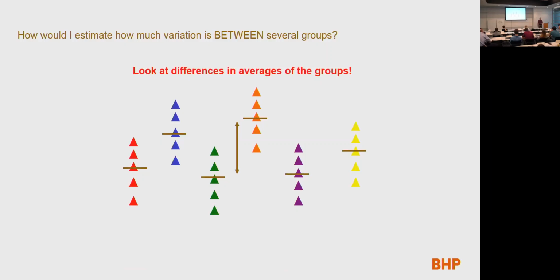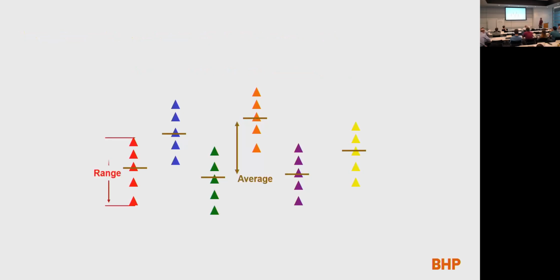You agree? So we said the within variation is range, and the between variation is average. So memorize that. Within variation is range, between is average. Everybody got that? Okay. So now, here's where the real question comes in.